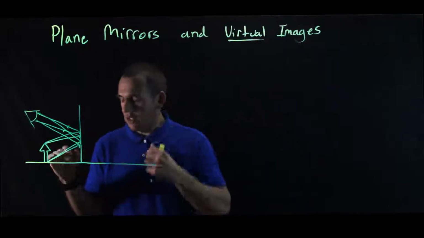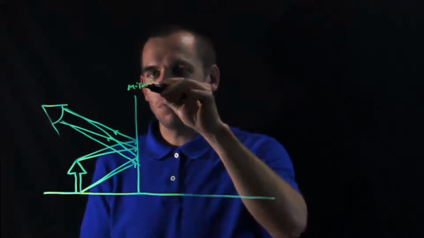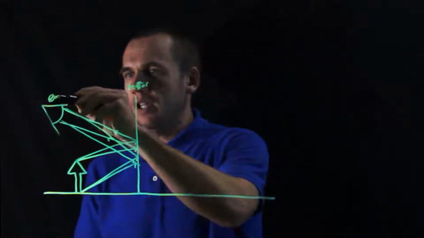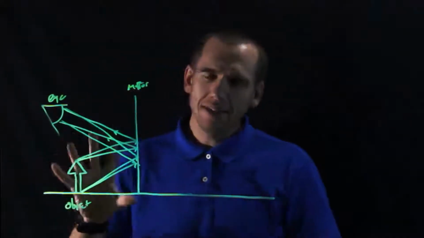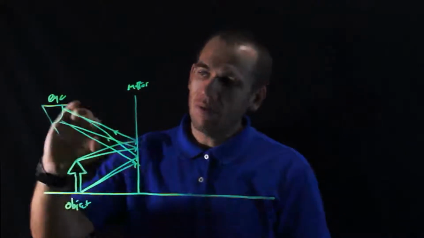So what I have over here is a mirror. This is my mirror on an edge-on view. So the person is looking into the mirror this way. That's an eyeball over here. And there's an object, that's this thing, it's a physical thing, and light is coming off of that in all directions. Now, some of those light rays hit the mirror and are reflected into the eye.